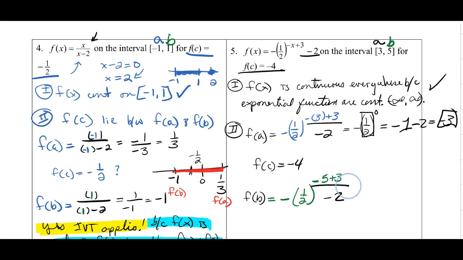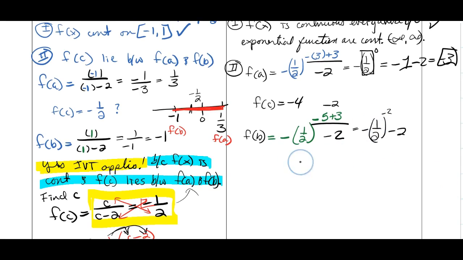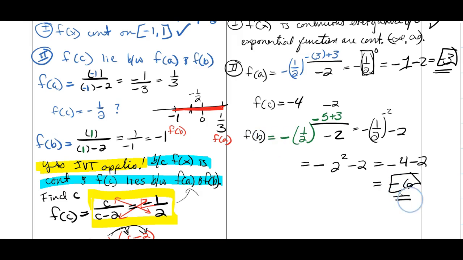Negative 1/2 to the negative 5 plus 3 is negative 2. This one's a little bit trickier. I have now negative 1/2 to the negative 2. I can make that a positive exponent by taking the reciprocal. So it's going to be negative 2 to the positive 2. Negative 2 squared is 4, minus 2 equals negative 6. So f of A is negative 3. f of B is negative 6.